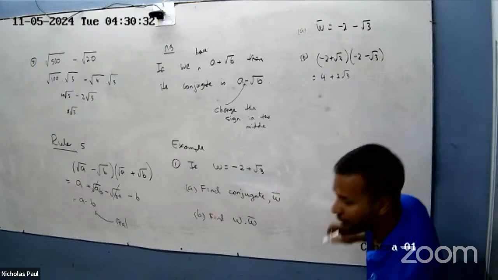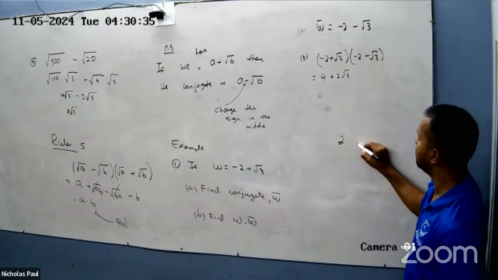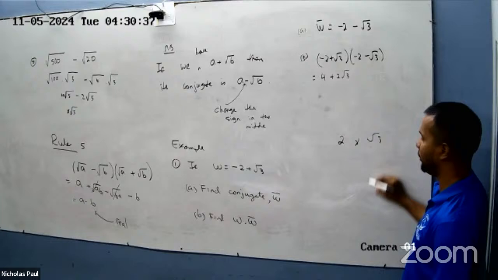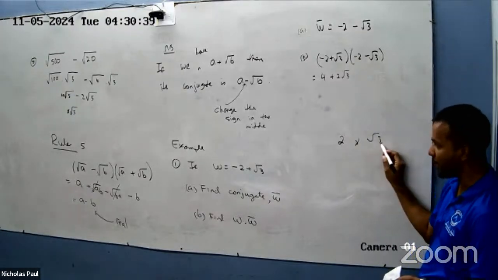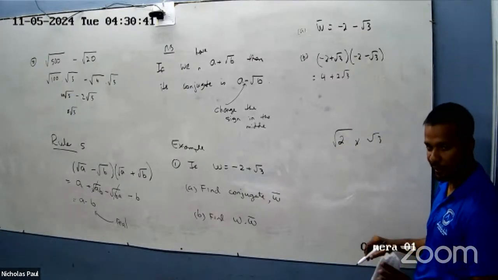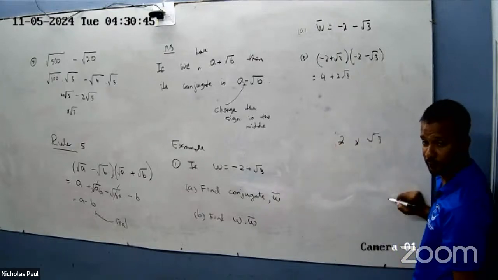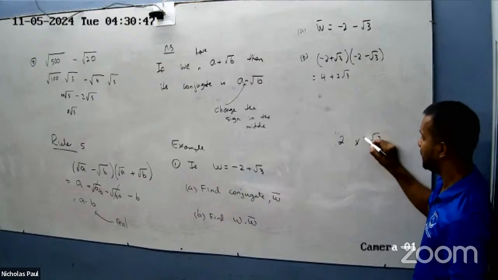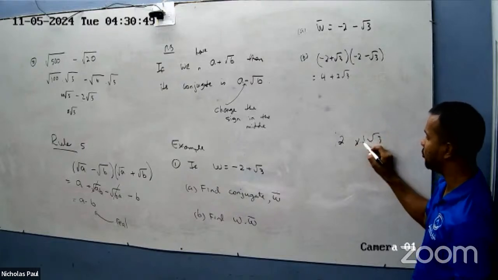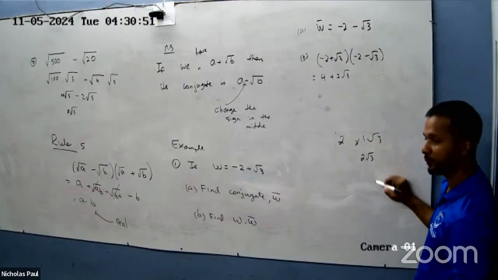Picture it like this, right? 2 multiplied by root 3. You can't multiply the 2 by the 3 because we're not dealing with surds here. It's just 2 by root 3. That's all I could write. This is 1 root 3. 2 by 1 is 2. So that's just 2 root 3. Okay?